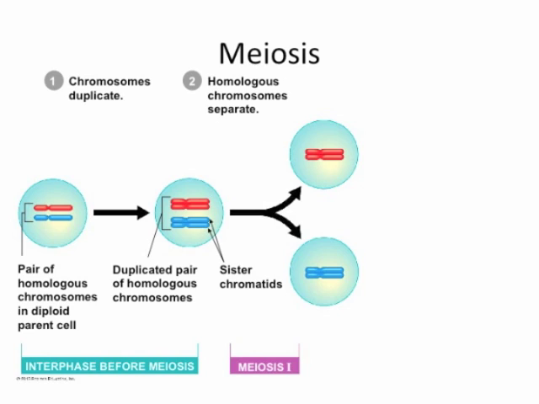So if we started with 46 chromosomes in humans at the start of meiosis, how many chromosomes will be in each cell after meiosis 1?